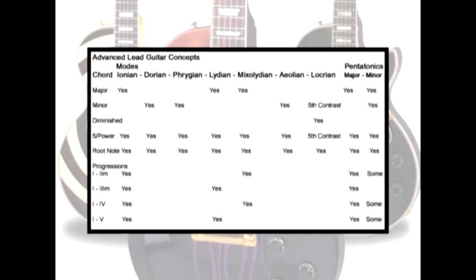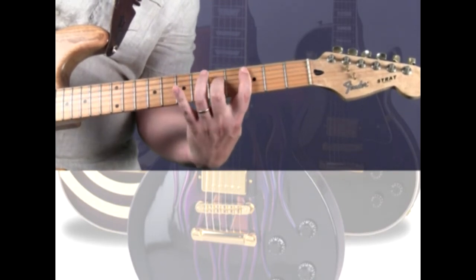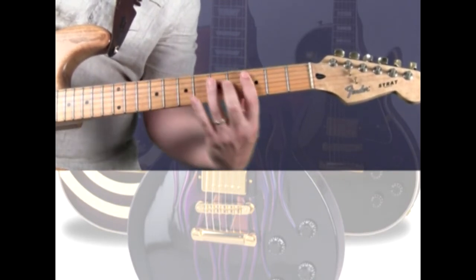You can also use the major modes over any major chord. So over a C major chord, you can use the C Ionian, the C Lydian, and the C Mixolydian. I'm calling these major modes because the root, 3rd, and 5th make up a major chord. In this case, C, E, and G, which make up a C chord.